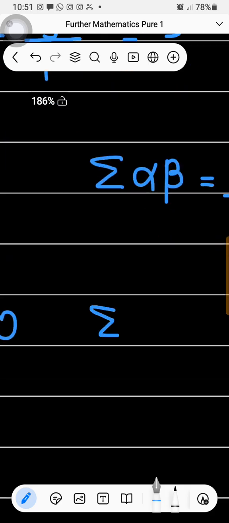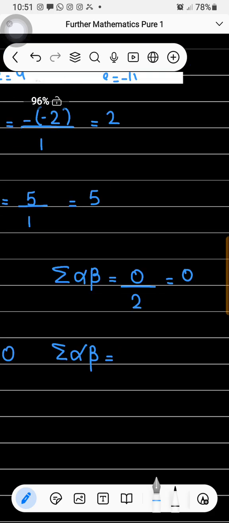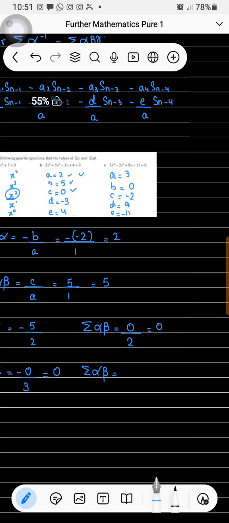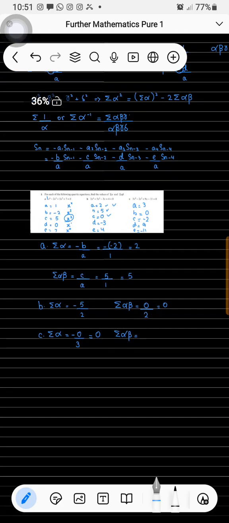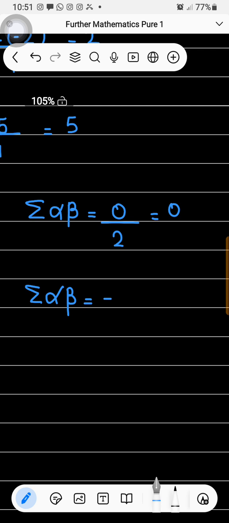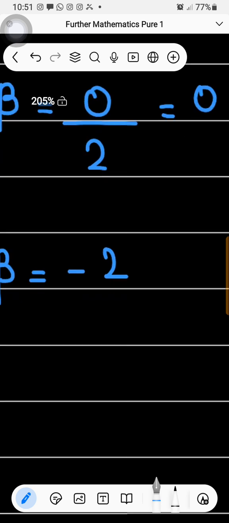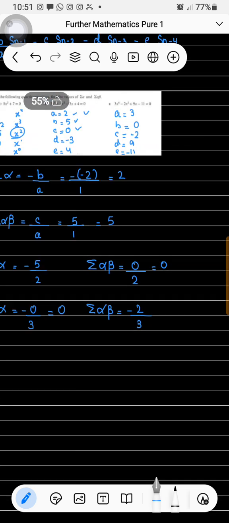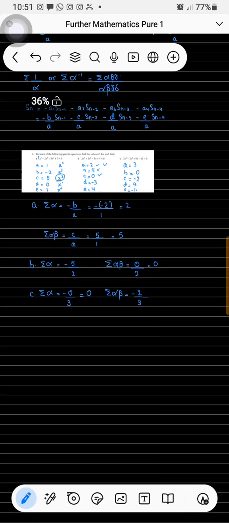Then sum of alpha beta. The formula is C upon A, means negative 2 upon 3. So the first question ends here. I think we can solve one more question. So we are moving to the next question.